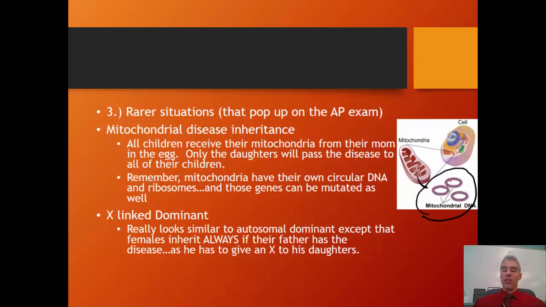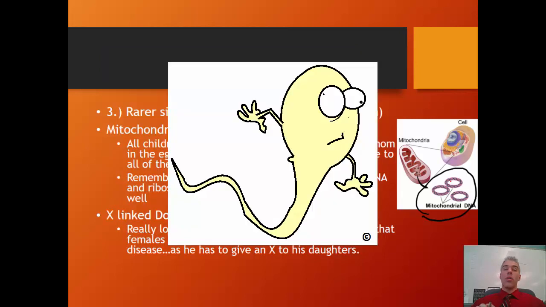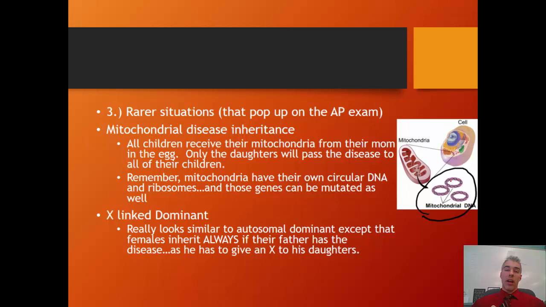So they have their own DNA and their own ribosomes, thus they have their own genes. If there's a mitochondrial disease that's inherited, all of your mitochondria you get from your mother in the egg. You do not get mitochondria at all from your father. So a mother passes her mitochondrial traits to all of her children, but only her daughters pass it on to their children.